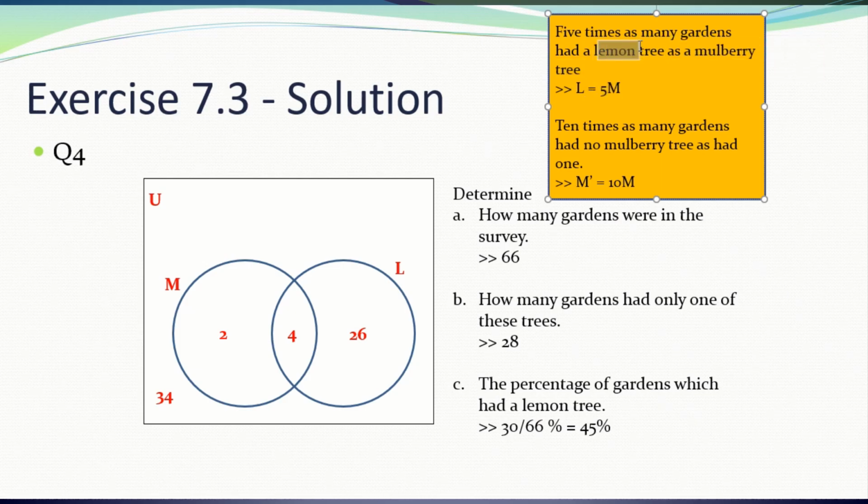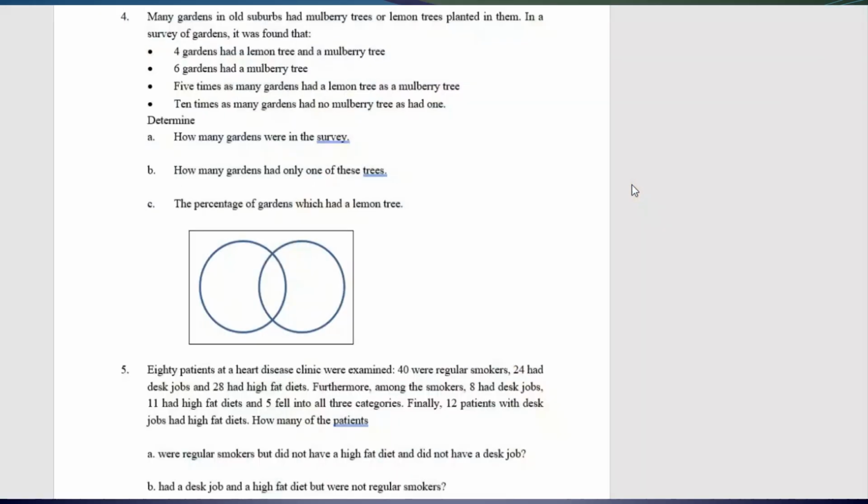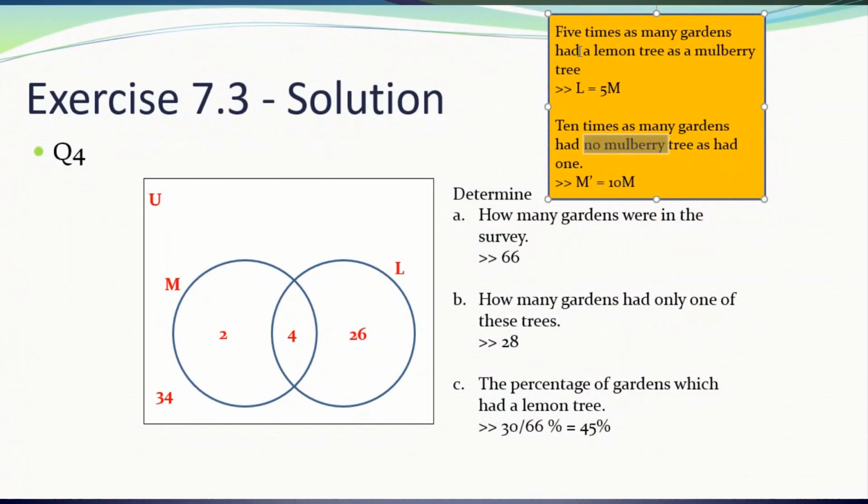So L equals 5 of M. Do you see that? L equals 5M. 10 times as many gardens had no mulberry tree as it had one. No mulberry tree said first, so M prime, no mulberry tree, equals 10 mulberry tree. So now we are going to just fill up the formula, so it's not very difficult. So let's take a look. Now, you've got the total of mulberry tree, right? Mulberry tree got how many? 6. So you put it inside here. So basically, I'll just do it at the side.